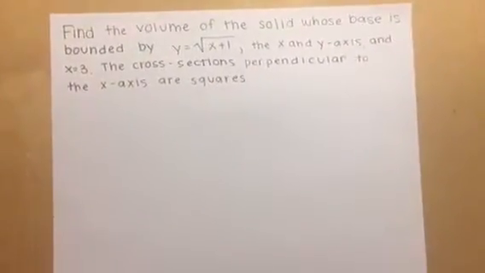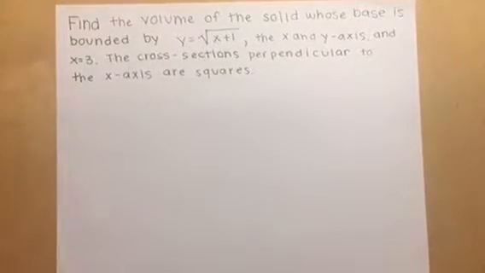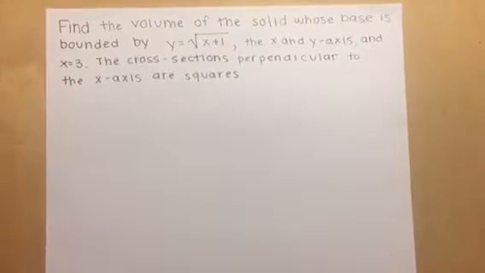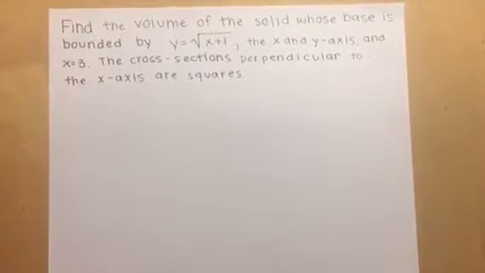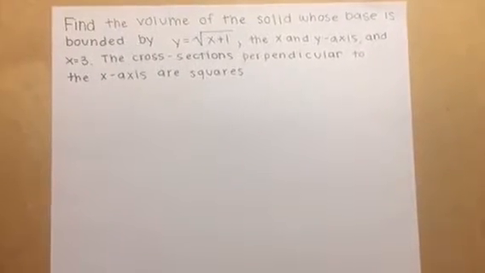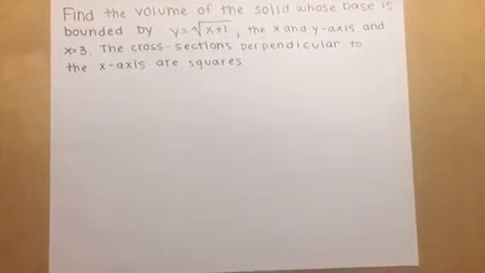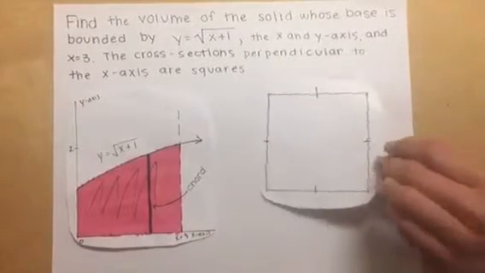Using the following example, we will show you how to find the volume of a solid using cross-sections. So, find the volume of the solid whose base is bounded by y equals the square root of x plus 1, the x and y axis, and x equals 3. The cross-sections perpendicular to the x-axis are squares. First, we need to draw a picture of the base and draw a picture of the cross-section.